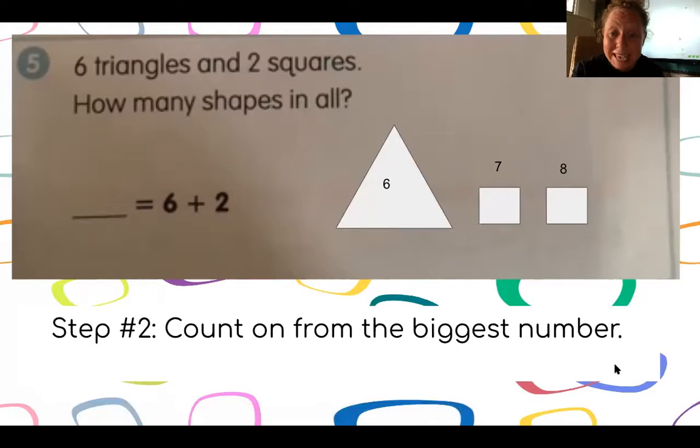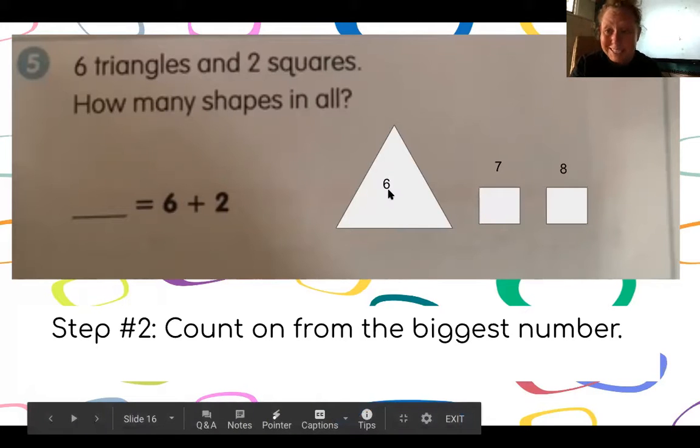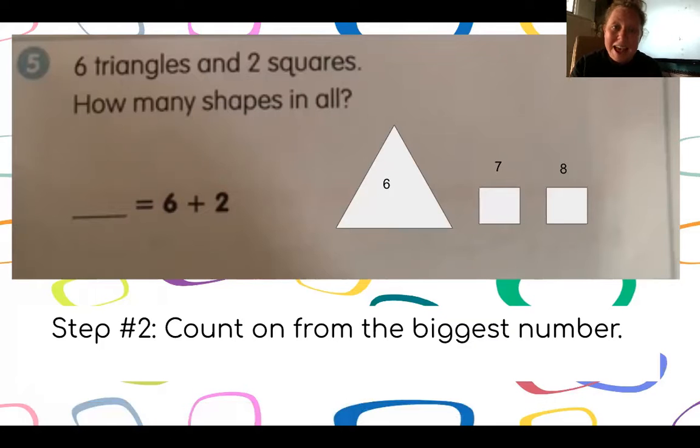Step 2 is to count on from the biggest number. Our word problem said that we had 6 triangles. So instead of drawing 6 triangles, which would take me a while, I drew a triangle with the number 6 in it to remind me 6 is my biggest number. And then I had 2 squares. So I'm going to count on 2 from 6.